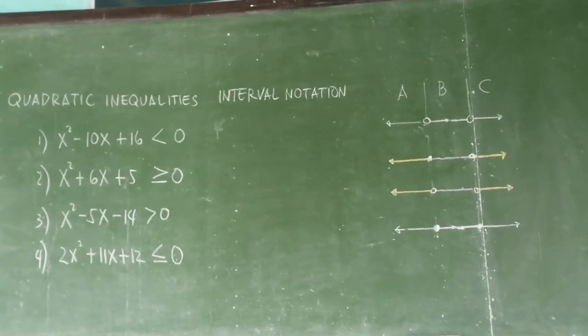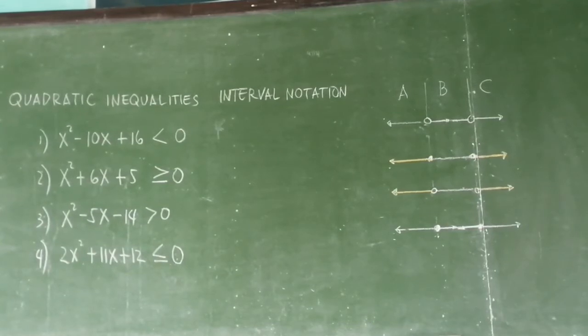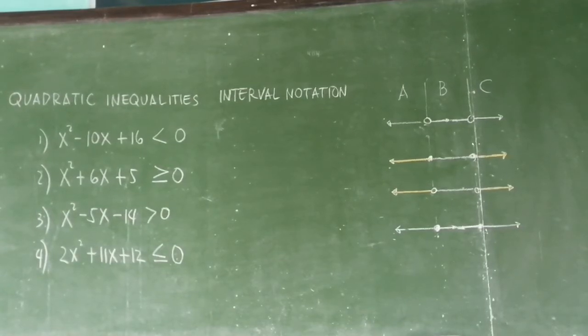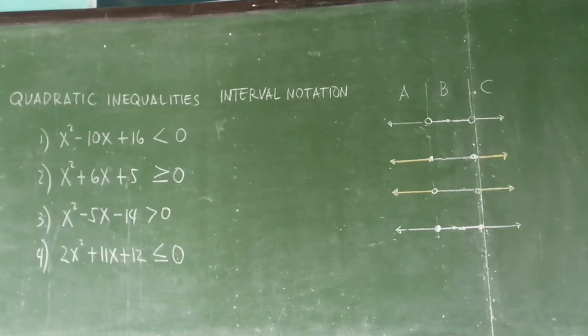But again, in order to put the boundary line, it's good for us to master factoring or use any method just to have the regions for the quadratic inequalities. So shall we have it on the board?